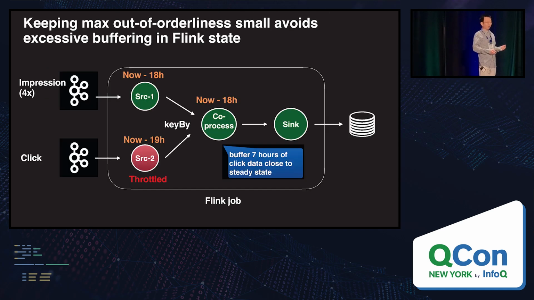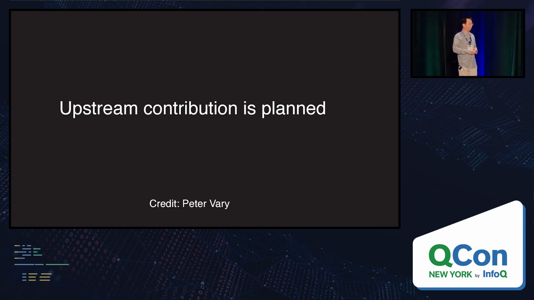So why is it important to keep the max out-of-orderness small? Remember the earlier graph I showed you. When we keep the max out-of-orderness small, we can avoid excessive data buffering in the Flink stateful operator. My colleague Peter Werry is working on the upstream contribution for this watermark alignment in the Flink Iceberg source. This is not fully merged yet.